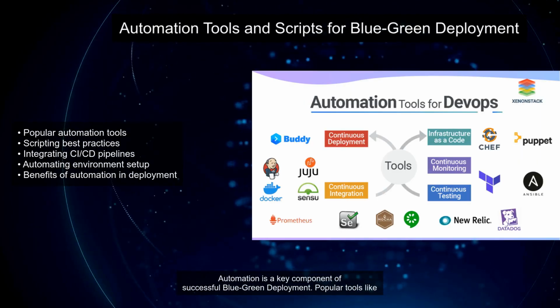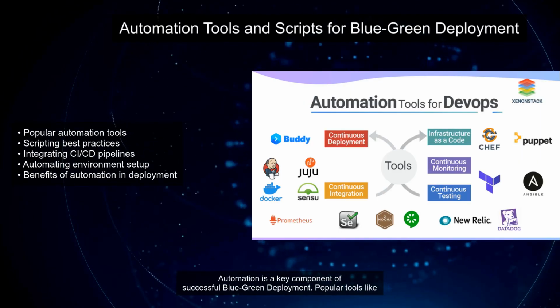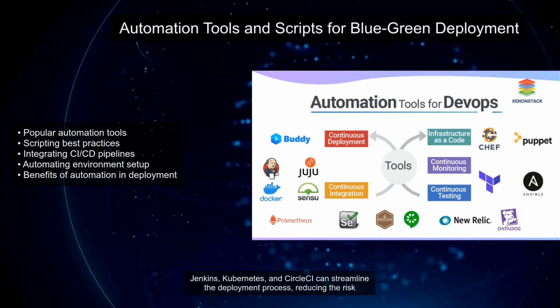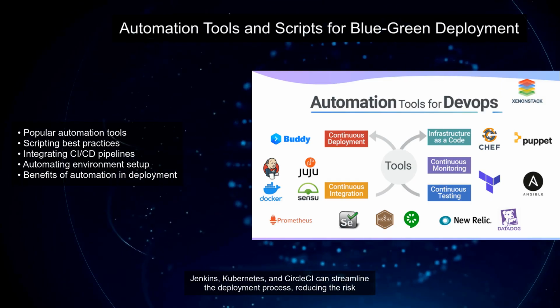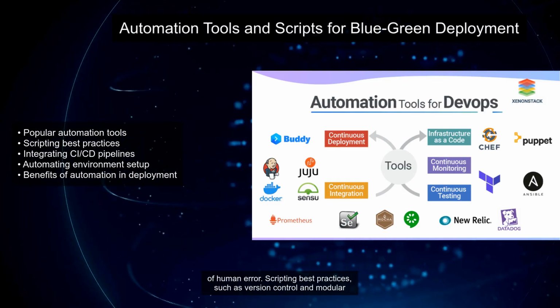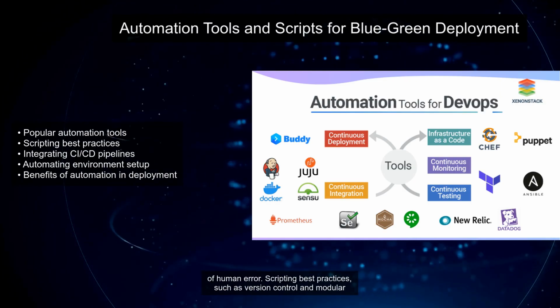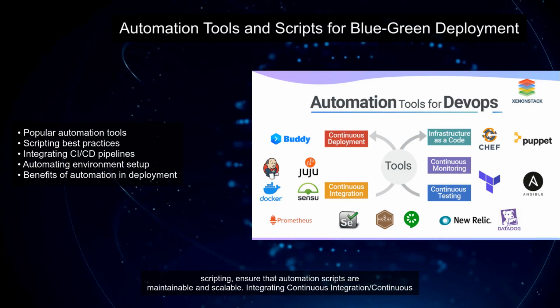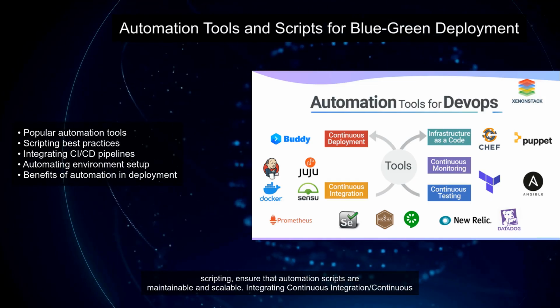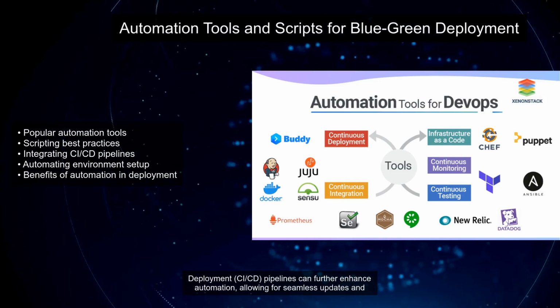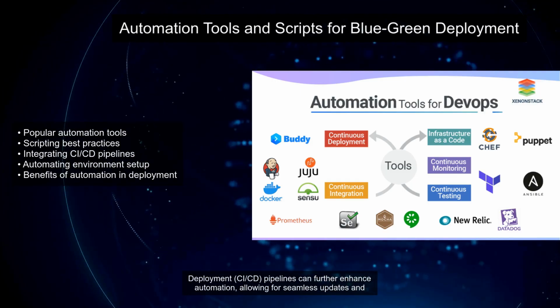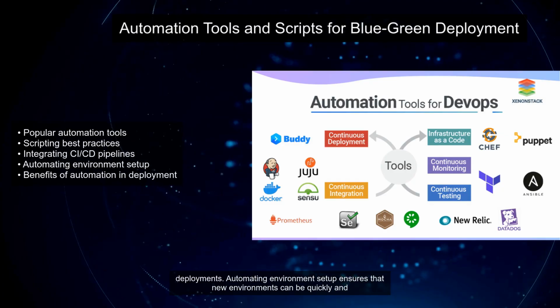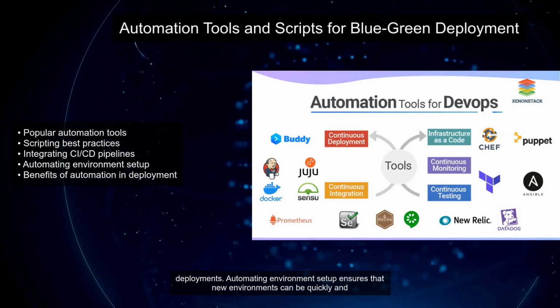Automation is a key component of successful blue-green deployment. Popular tools like Jenkins, Kubernetes, and CircleCI can streamline the deployment process, reducing the risk of human error. Scripting best practices, such as version control and modular scripting, ensure that automation scripts are maintainable and scalable. Integrating continuous integration/continuous deployment (CI/CD) pipelines can further enhance automation, allowing for seamless updates and deployments.